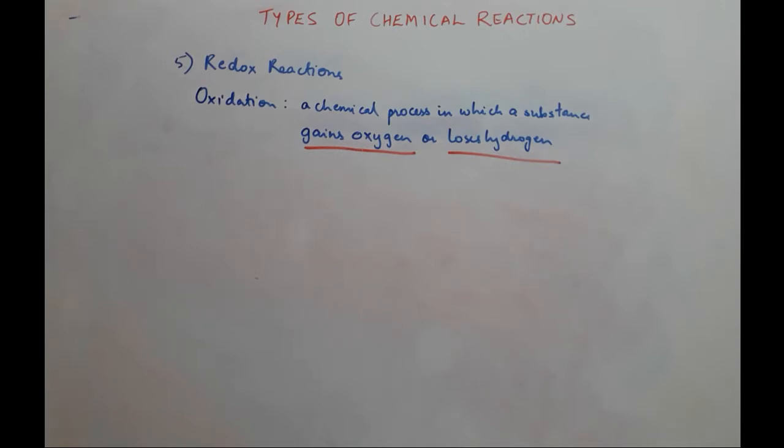Let us understand this statement with the help of a couple of examples. So here we have two examples. Two molecules of sulfur dioxide react with an oxygen molecule to give us two molecules of sulfur trioxide, and in the other example we have two molecules of hydrochloric acid break down to give us chlorine atoms and hydrogen atoms.